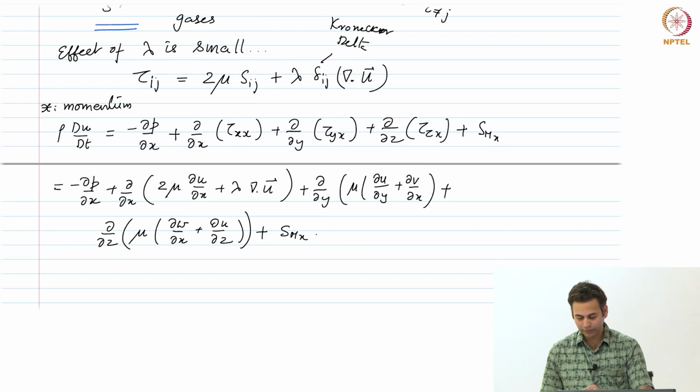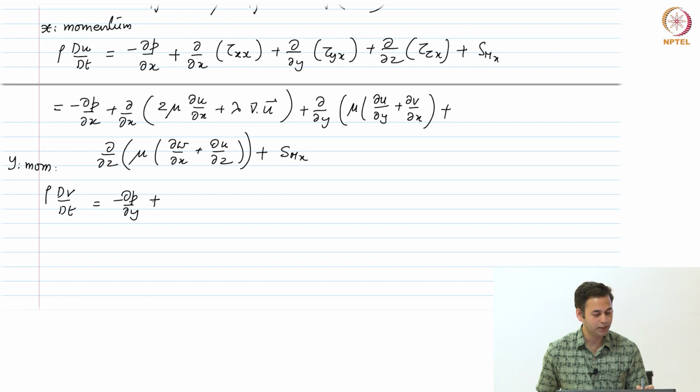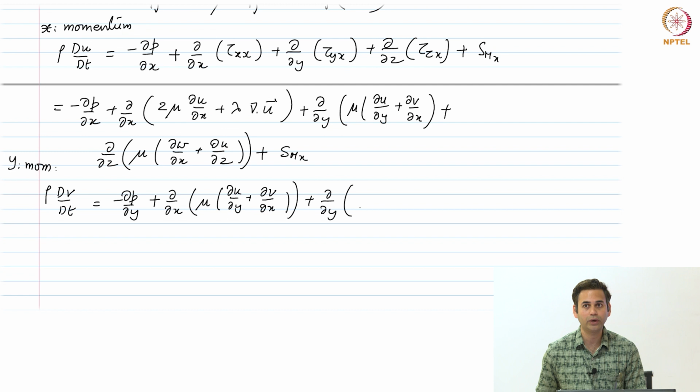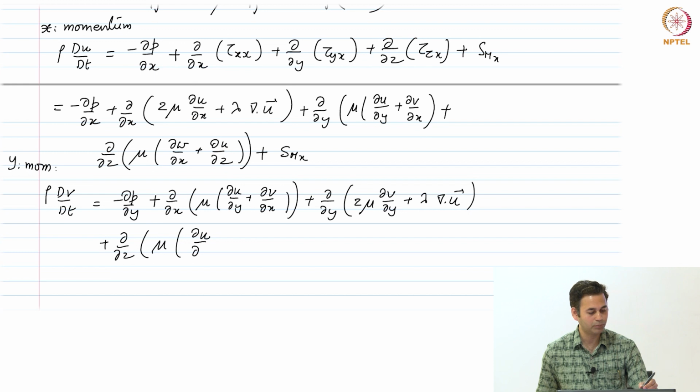Very good. I will write down the v momentum equation also for the sake of completeness. So this is the y momentum equation: rho dv dt equals minus partial p partial y plus, I will directly write in terms of the velocity gradients, partial x of tau xy, so mu times partial u partial y plus partial v partial x, plus partial y of tau yy, which is 2 mu partial v partial y plus lambda times del dot u bar, plus partial z of tau zy, so mu times partial v partial z plus partial w partial y, plus S m y, okay.